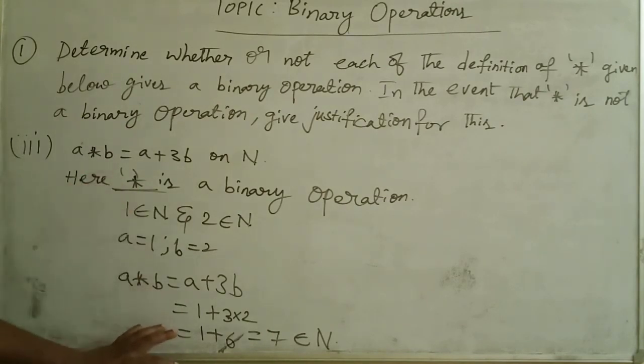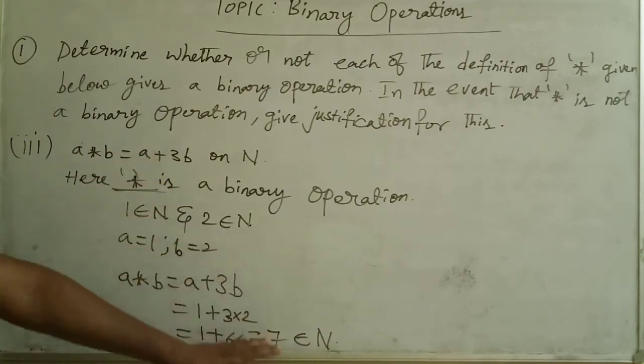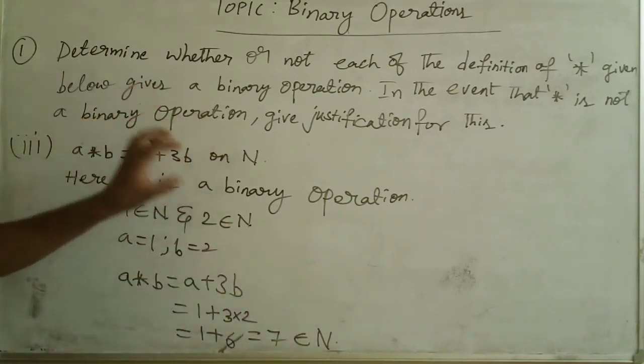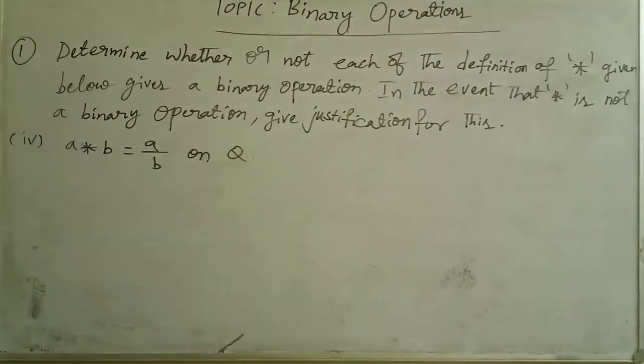So you all understood now. See here, we took two natural numbers and substituted. We got a natural number again. That's the reason this operation is possible and it is a binary operation. So this is about your third one. I hope you understood. Let's move on to the fourth.